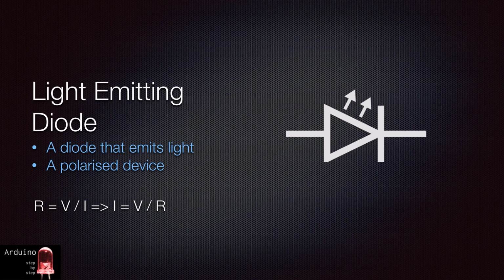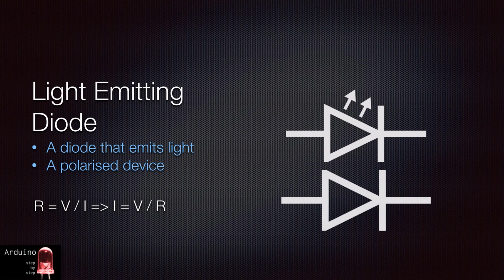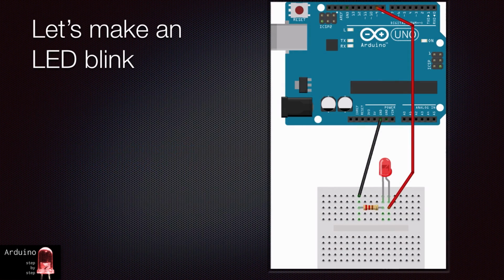The symbol for a diode is almost the same as the one for an LED. The only difference is the presence of arrows which show that light is emitted from an LED. With the background and theory behind us, let's implement our first Arduino circuit. The aim is to become familiar with plugging components into the breadboard, uploading, and running a sketch. In our first sketch, we will simply make an LED blink on and off.